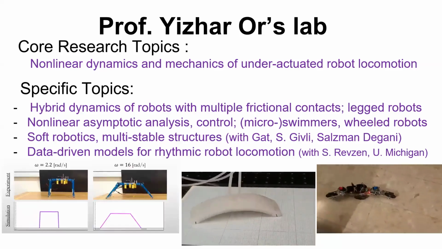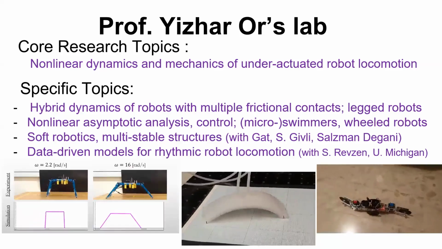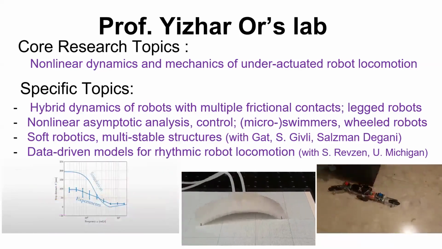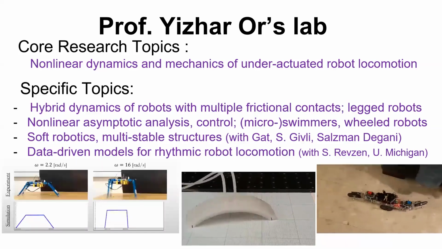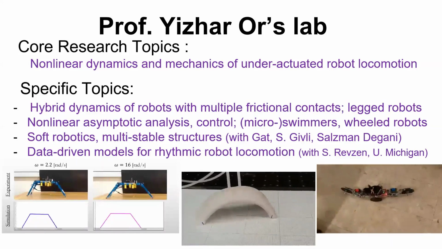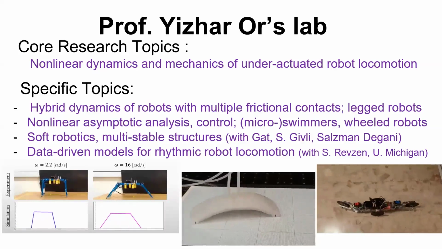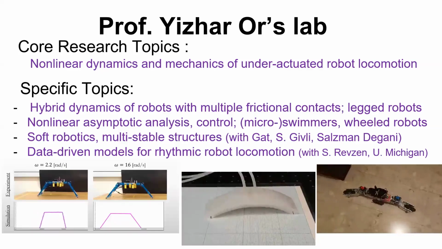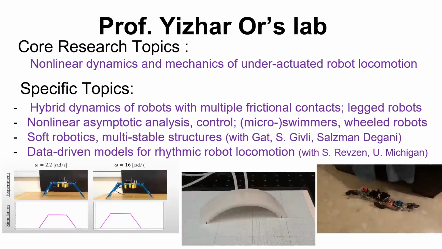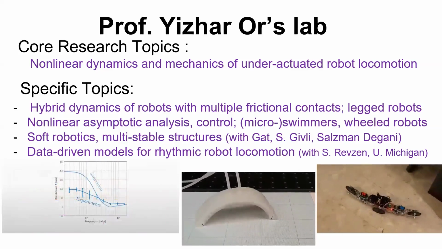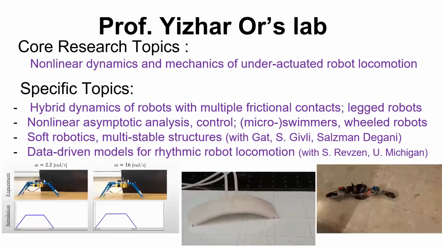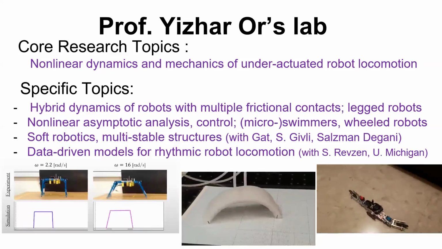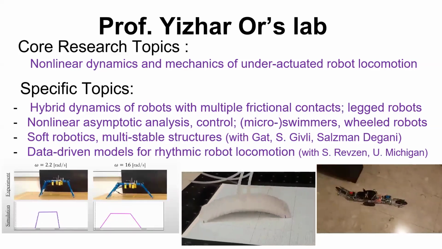I have one, actually it's called a flagship project in TASP, in autonomous systems, which is led by me and Amir Gat, and some others, Oren Zaltzman and Amir Gani. So we have some projects which are jointly supervised. I have also collaboration with Professor Shai Revzen from the University of Michigan. I think more suitable to electrical engineering, computer science engineers, data-driven models for rhythmic robot locomotion. I will show in one of the next slides.